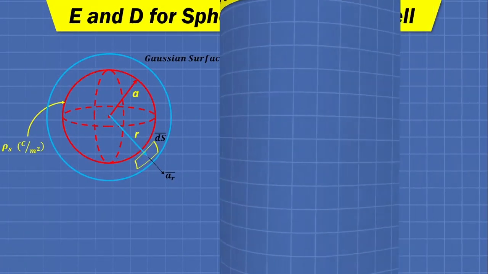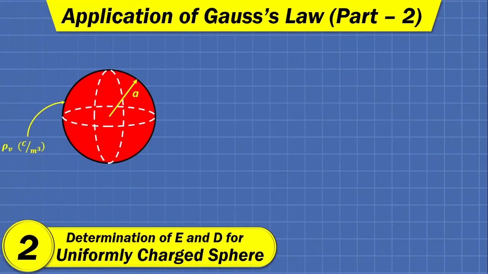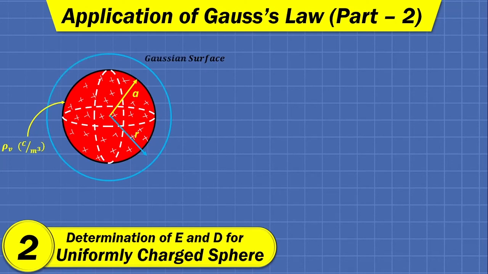Now the second case of today's lecture is the uniformly charged sphere. For this configuration, the charges are distributed uniformly throughout the volume. As you can see, this sphere is not a shell, it is a solid sphere in which material is there from the center to the surface without any void or cavity, and all charges are uniformly distributed throughout the volume. So here, in place of surface charge density, what is defined? Volume charge density.